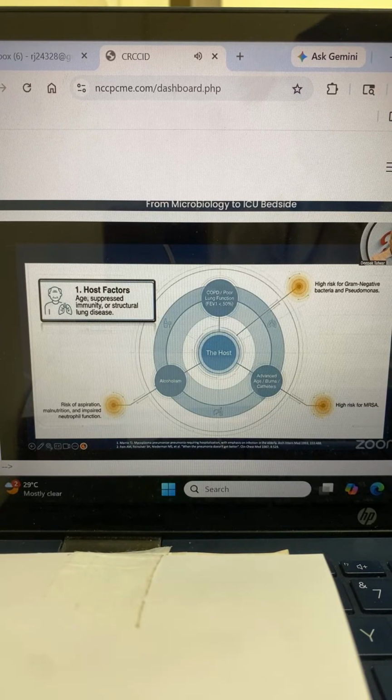These are the people who are elderly, as I said, but very importantly also those at high risk for gram-negative bacteria and Pseudomonas, people who have a high risk for MRSA, and people who have a risk for aspiration, malnutrition, and impaired neutrophil function, like alcoholism. They will all be responsible for showing a delayed response. Patients who have COPD, poor lung function, advanced age, catheters, burns, they are all candidates for a slow response and more likely to go into non-resolving pneumonia.